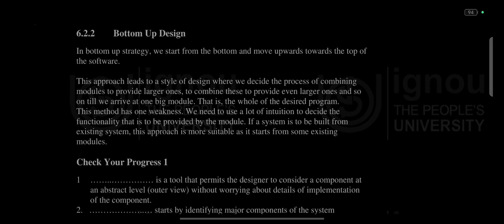Bottom up design. In bottom up design, we start from the bottom and move upwards towards the top of the software. This approach leads to a style of design where we decide the process of combining modules to provide larger ones, to combine these to provide even larger ones, and so on till we arrive at one big module, that is the whole of the desired program. This method has one weakness: we need to use a lot of intuition to decide the functionality that is to be provided by the module. If a system is to be built from an existing system, this approach is more suitable as it starts from the existing modules.